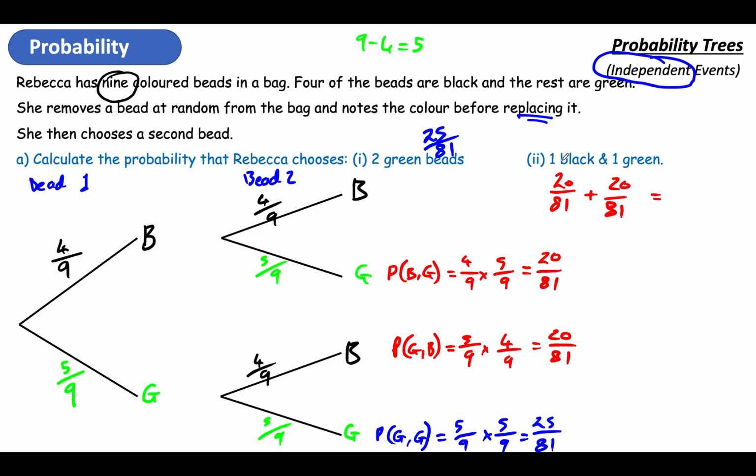Okay, so 20/81. 20 over 81 plus 20 over 81, because I want this outcome or this outcome. They both satisfy the question. So that's 40/81. 40 over 81. Okay? So along the branches you multiply. If you have more than one outcome, you add, because they're that one or that one.